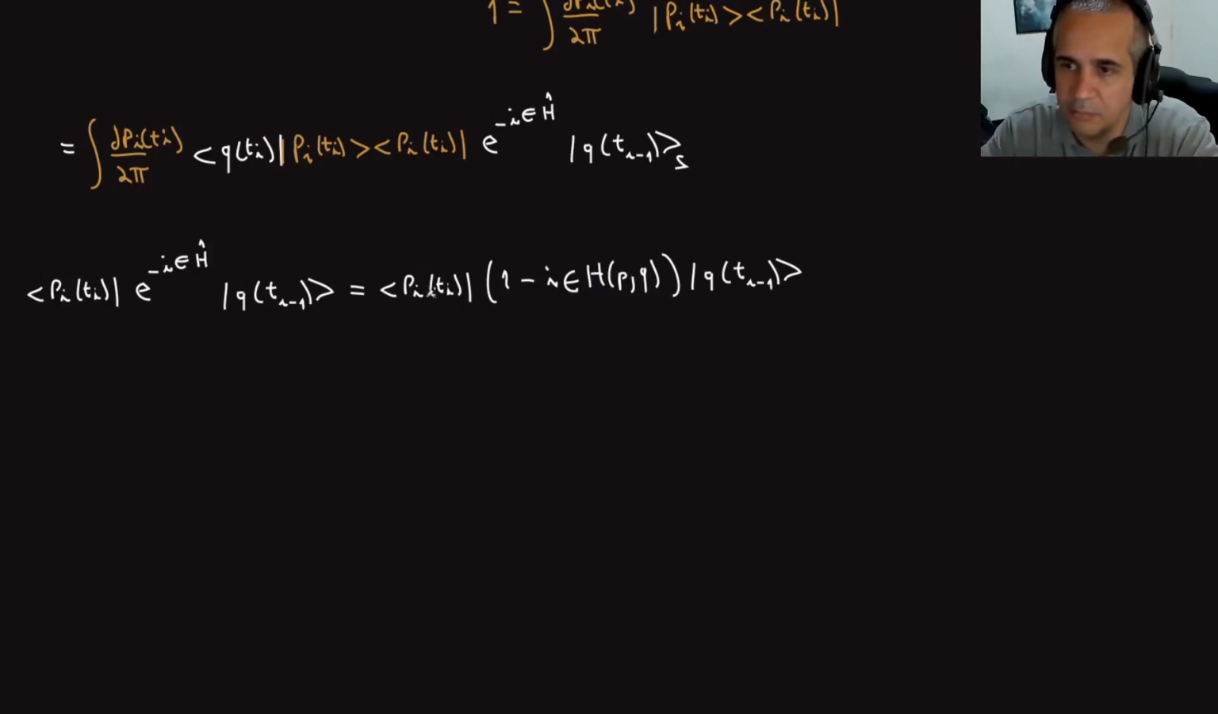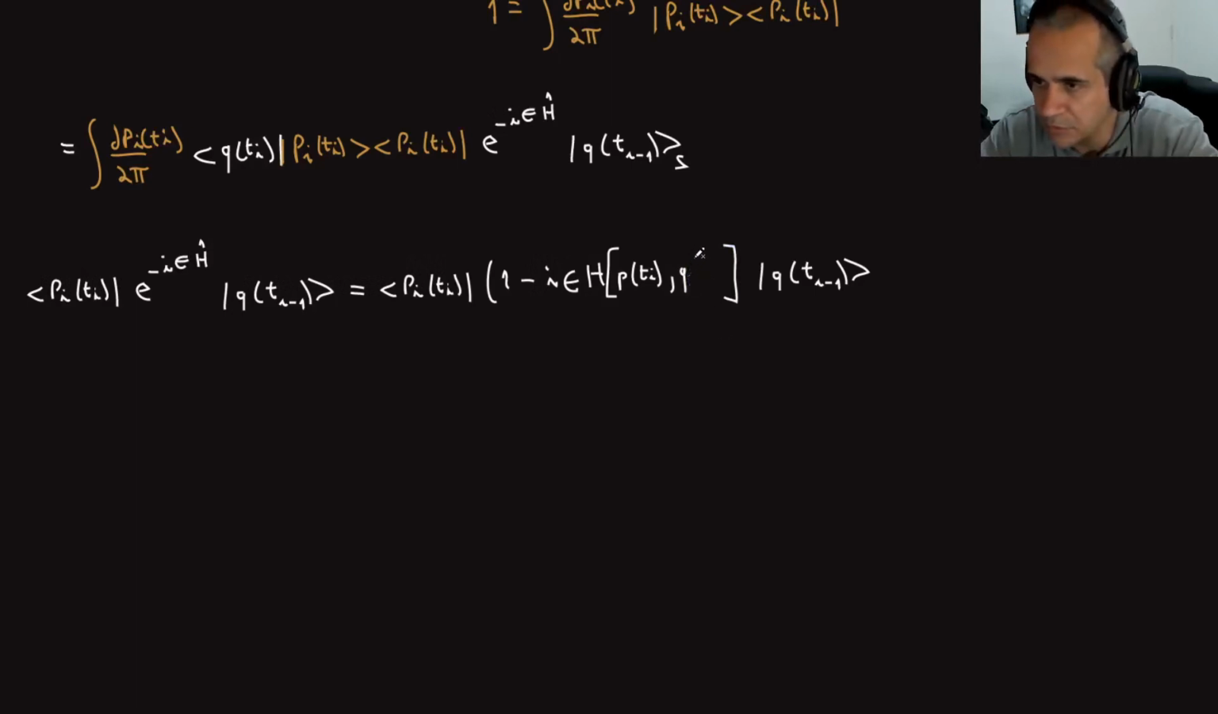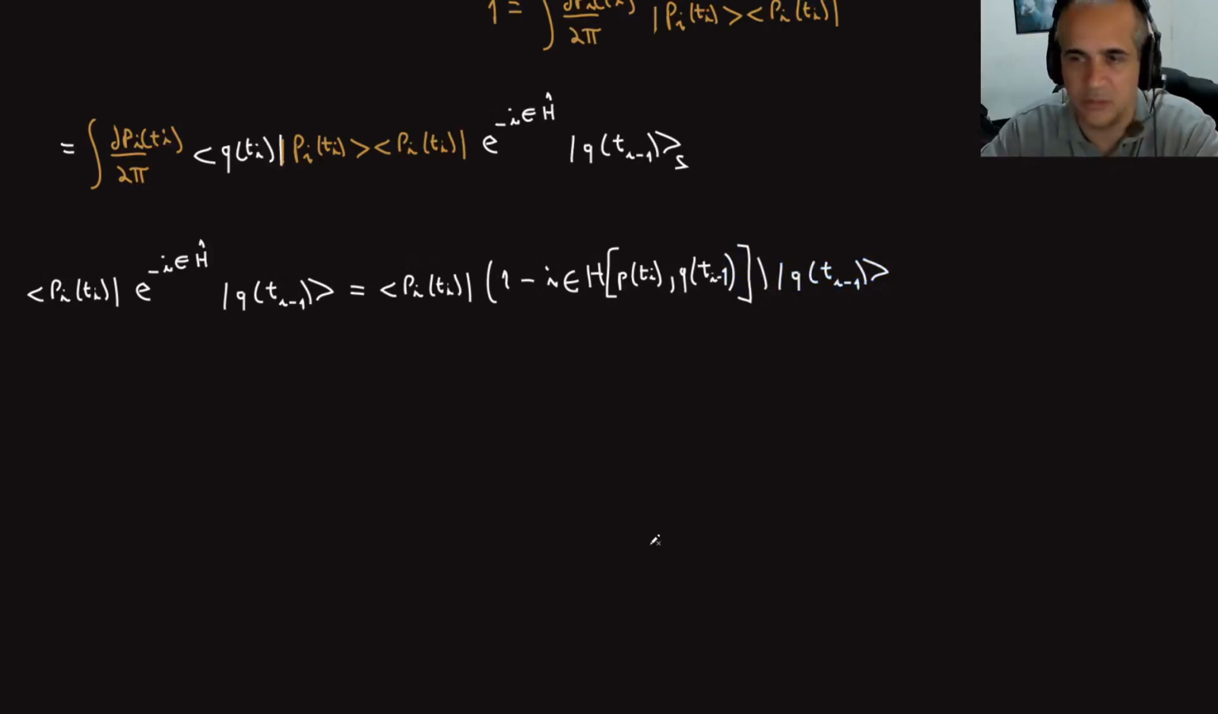And since this is a Schrödinger picture state, when I act with the operator that does not change in time over there, I get the eigenvalue. So this becomes P of Ti, and this operator Q becomes Q of Ti minus 1. And there's another parenthesis here that is coming from this one.